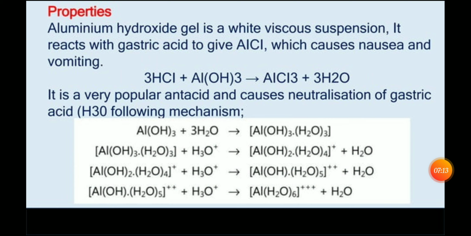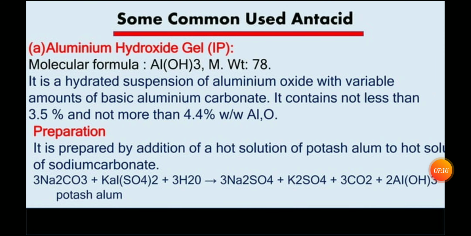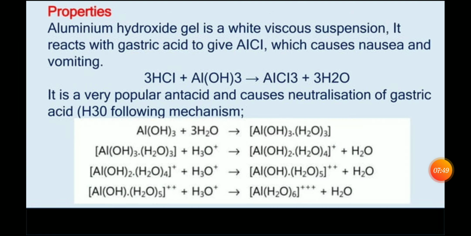It is prepared by addition of a hot solution of potash alum to a hot solution of sodium carbonate. It is a preparation by hot solution. Simple, you have to remember here, preparation of aluminum hydroxide gel: the addition of hot solution of potash alum to the hot solution of sodium carbonate. It will give aluminum hydroxide. Okay.